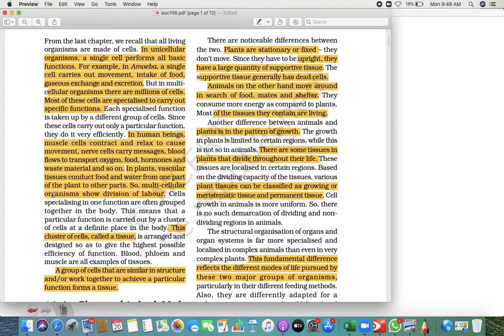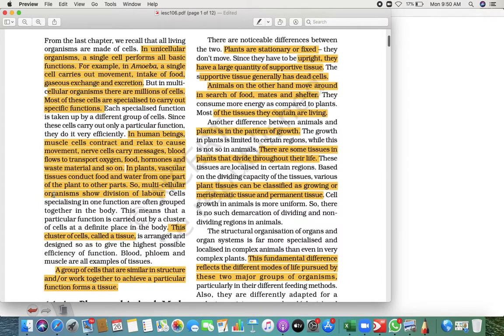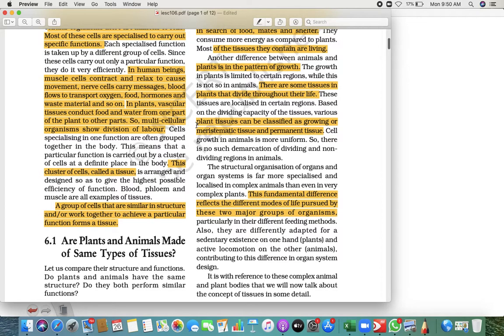Then we saw, are plants and animals the same type of tissue? No, because their functions are different. Plants are immobile, basically stationary or fixed, so they have supportive tissue. Supportive tissues are mainly dead tissues, dead cells. Animals are mobile, basically they move from one place to another, so they have different types of tissue. So next, the plant tissues get classified into two, meristematic tissue and permanent tissue.